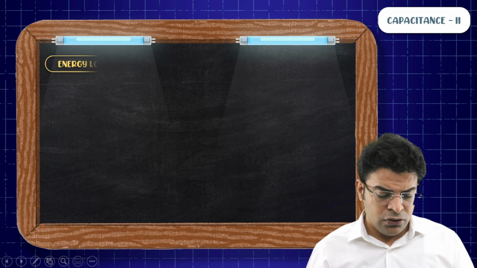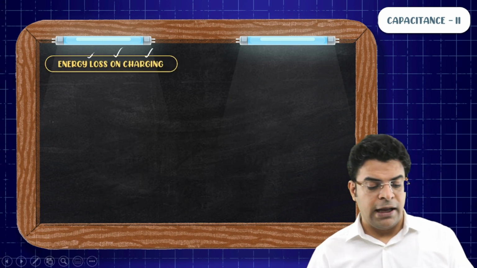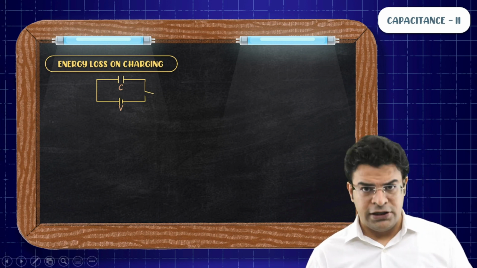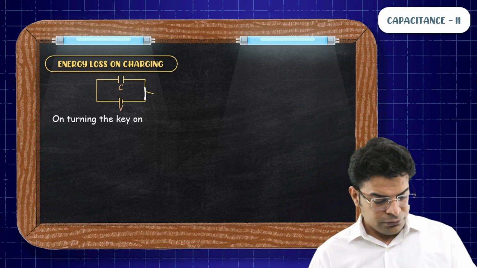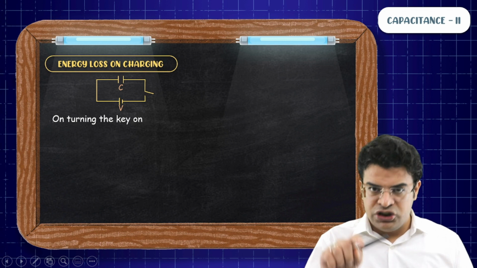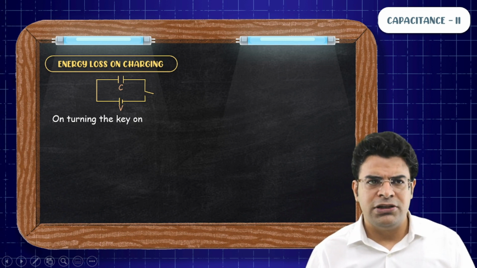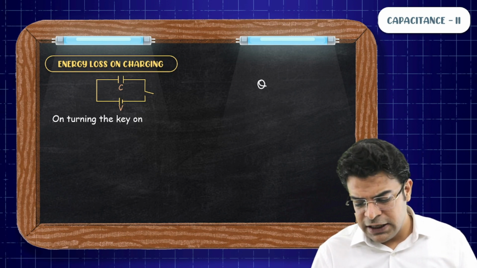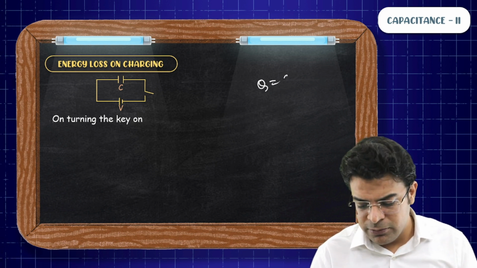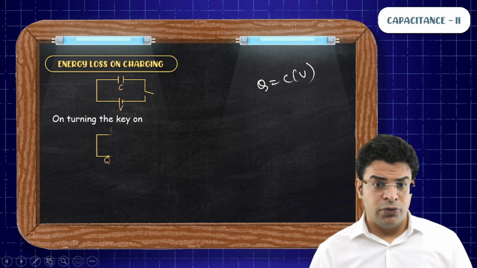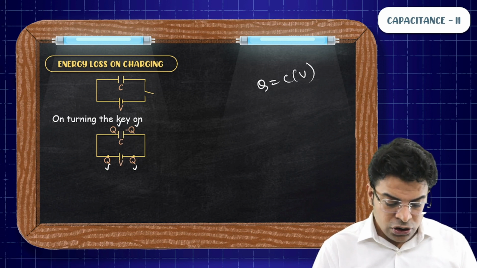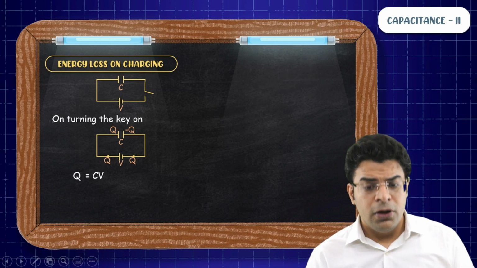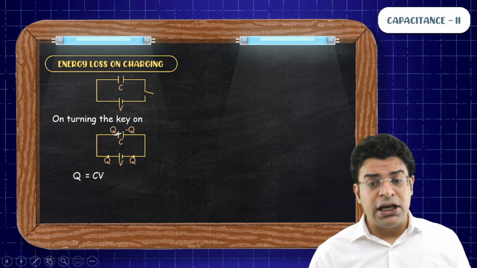Moving on to the next case, energy loss on charging a capacitor. If you take a capacitor of capacitance C and connect it to a battery of potential V, once you turn the key on, what happens? Sir, some charge flows from the battery to the capacitor. How much charge? Sir, the initial charge on the capacitor is 0, and now some charge will flow, and we know that the charge found on the capacitor plate will be nothing but its capacitance times the potential drop across the plate. So a charge Q will flow through the battery, and this charge Q will be equal to CV. So the charge on the positive plate will be plus CV, the charge on the negative plate will be minus CV.